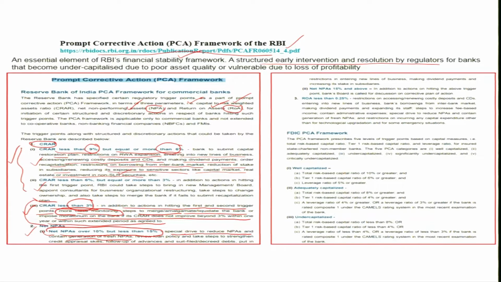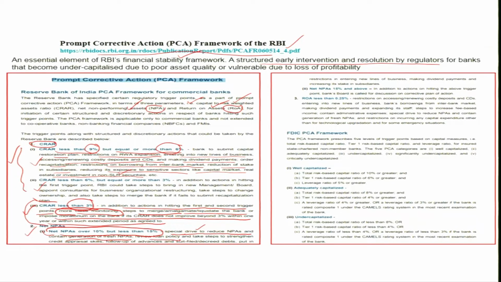Maybe the NPAs mostly come from loans. So, one is to reduce those loans, another is not to give loans to particular sectors or those kinds of borrowers who have high risk.